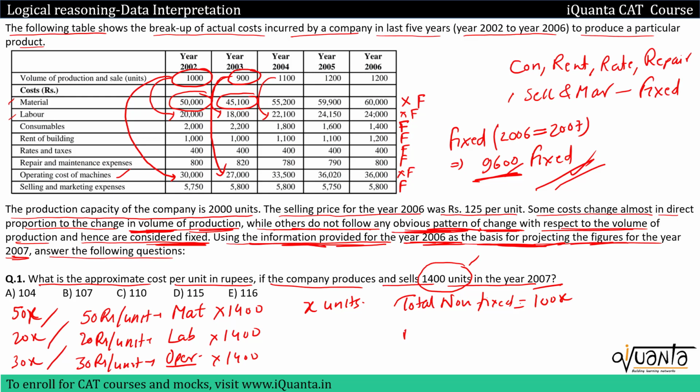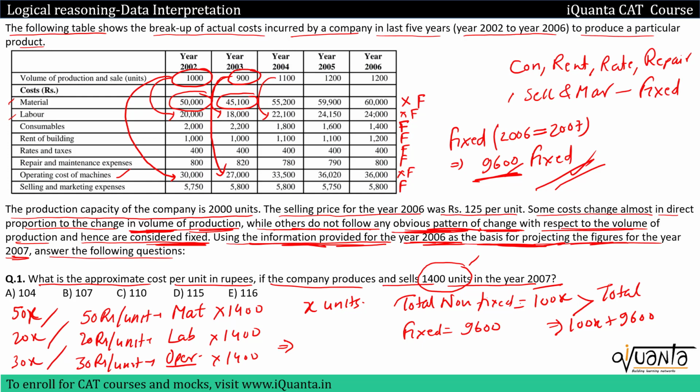X is the number of units, and the fixed cost in every year will always be 9600. So the total cost will be the sum of these two. That means 100x plus 9600. In the question I have been asked the cost per unit in rupees if there are 1400 units.